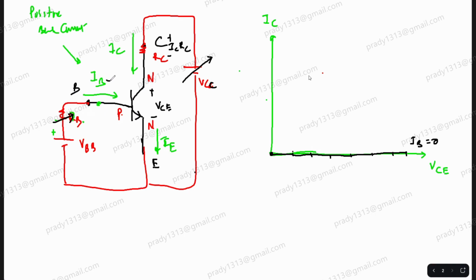Let's say I am giving 10 microampere. So this is fixed. Now what I do, please listen to me carefully.